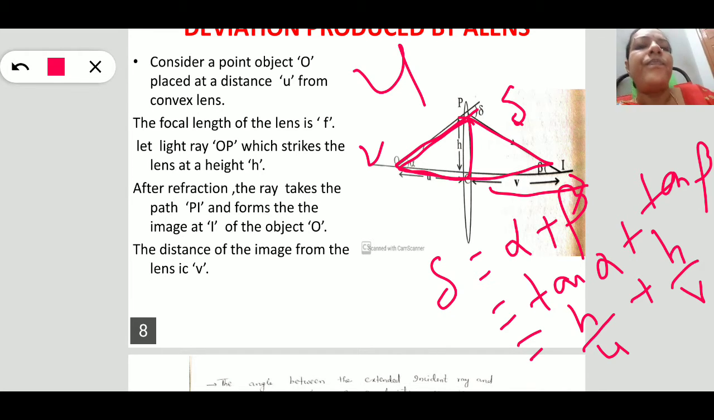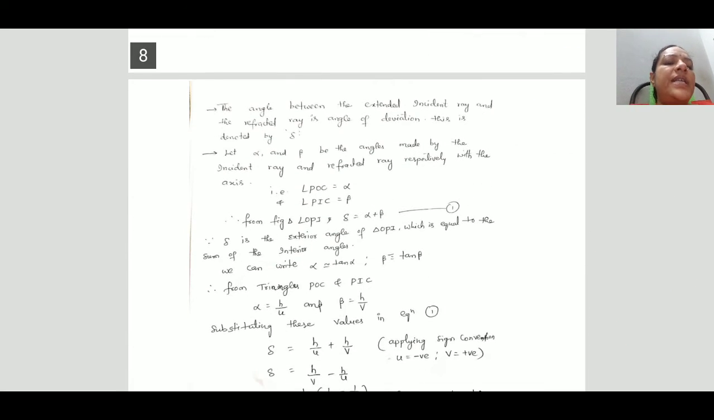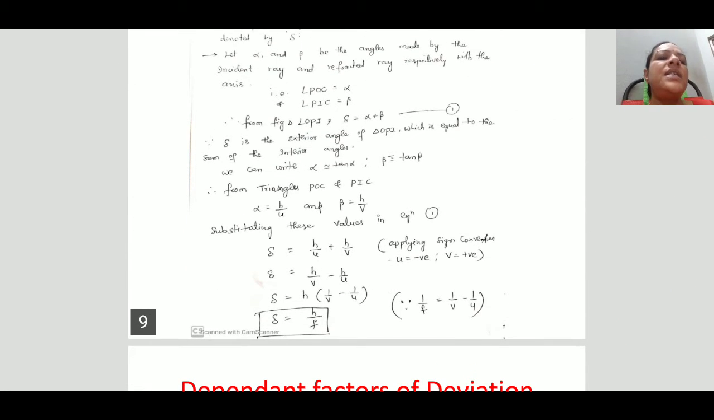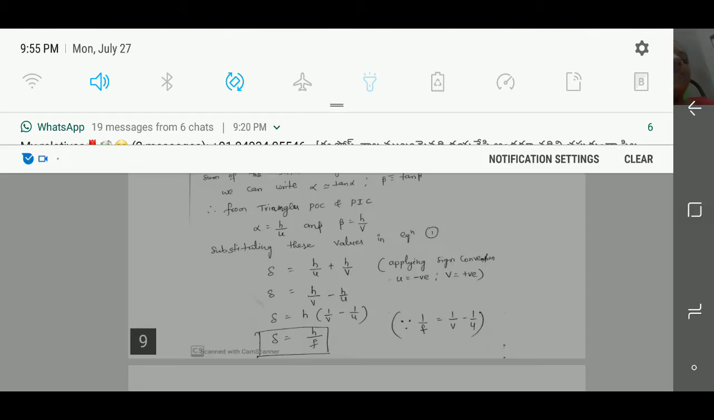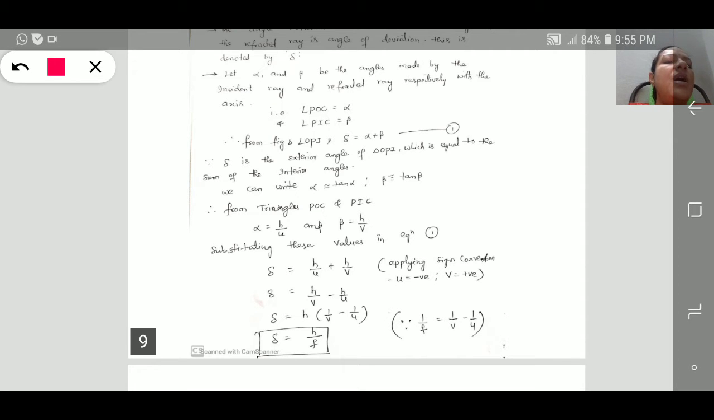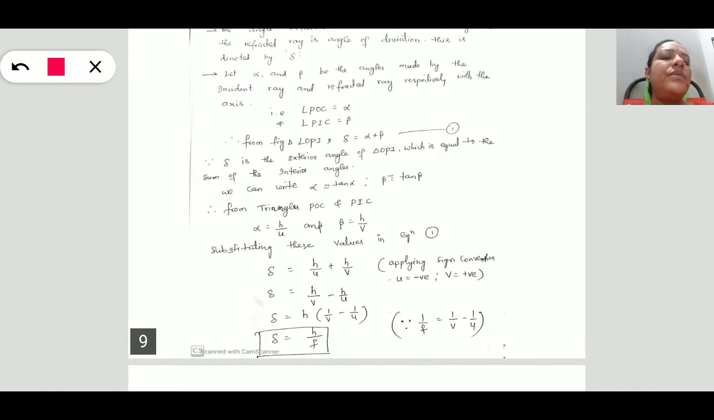So from triangles POC and PIC, we can write that alpha is equal to h by u, and beta is equal to h by v. So by substituting this alpha and beta in this equation, delta is equal to alpha plus beta, so this delta is equal to h by u plus h by v.